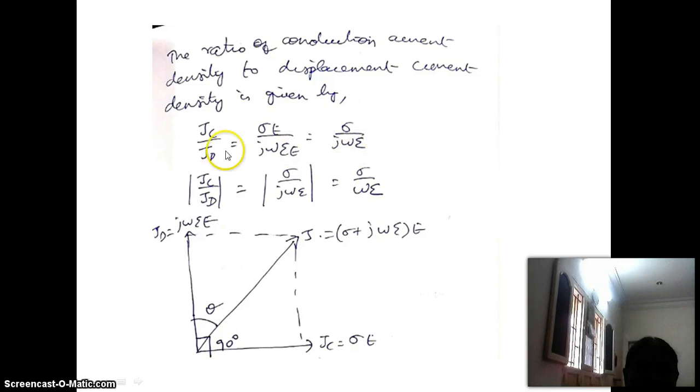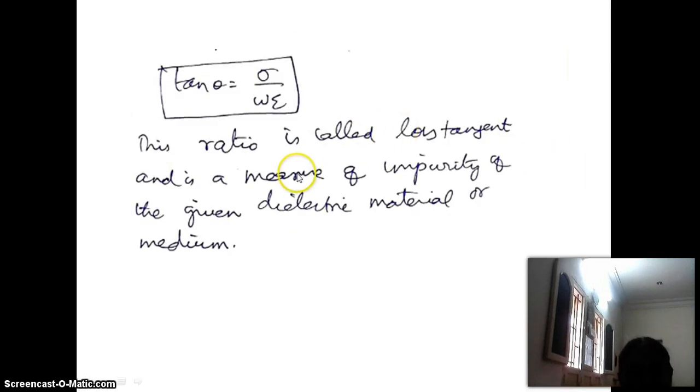The E and E cancel, so you have sigma by j omega epsilon. Taking the magnitude alone, leaving out the j, we have sigma by omega epsilon. This is called the loss tangent. When you plot it, this represents Jc, sigma E, and this represents Jd, j omega epsilon E. The angle between the conduction current and the displacement current is 90 degrees. The equivalent current density is J equals sigma plus j omega epsilon times E, the addition of the conduction current and the displacement current. This ratio is the loss tangent and is a measure of impurity of the given dielectric material or medium, that is, how pure the dielectric material is.